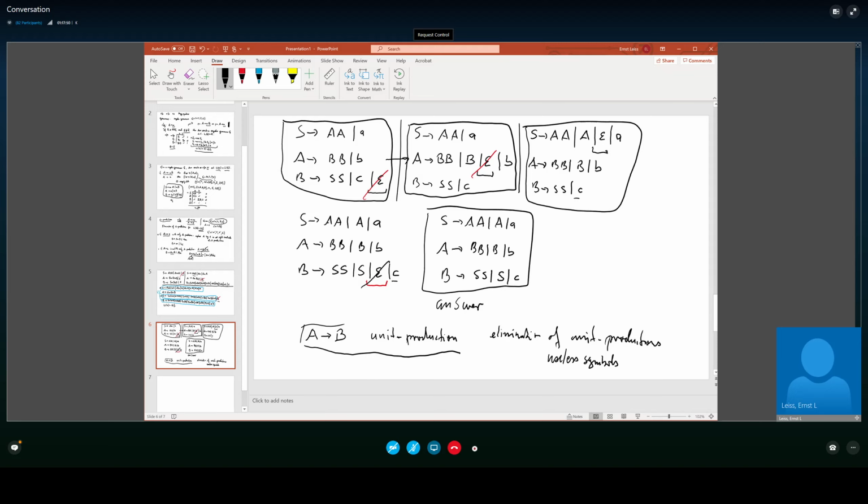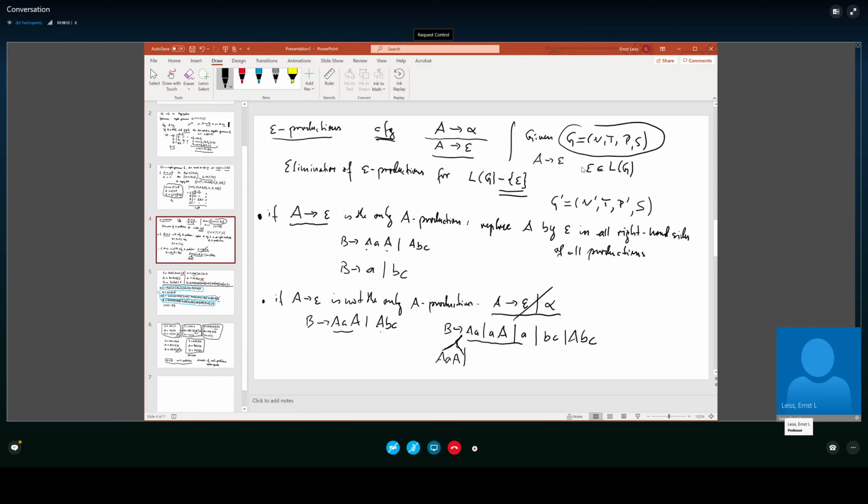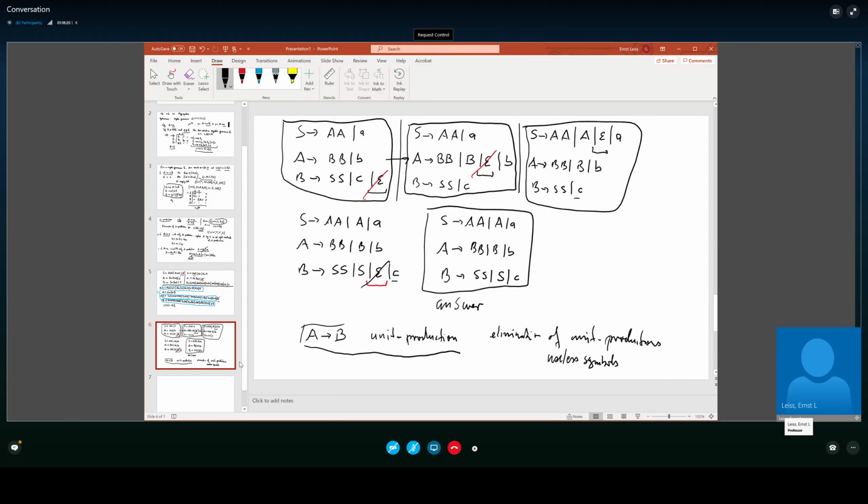Unit productions are nastier from that point of view because you can get many, many more. But on the other hand, it doesn't change the language, whereas in the case of epsilon productions, it does change the language, because you're basically looking at the language minus the empty word. That's not what will happen with unit productions. Okay?